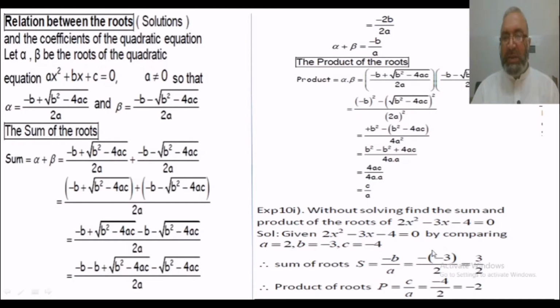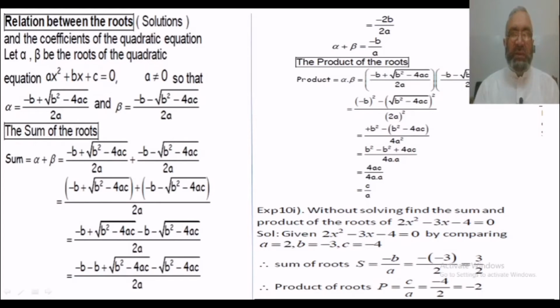Minus b by a: minus into the value of b, which is minus 3, divided by 2. Minus minus becomes plus, plus 3 divided by 2. So the sum of the roots is 3 by 2. And the product of the roots, denoted by p, is c by a. We have already proved that. C by a means the constant term, the value of c, that is minus 4 divided by 2. So 2 into 2 is 4, we get minus 2. Thus without solving any quadratic equation we can find the sum and product of its roots.